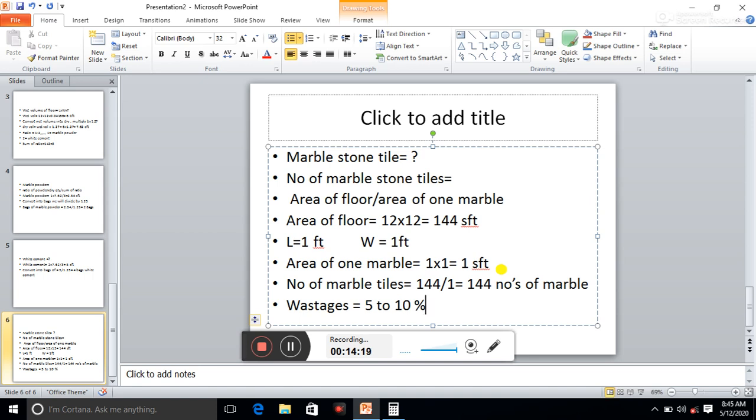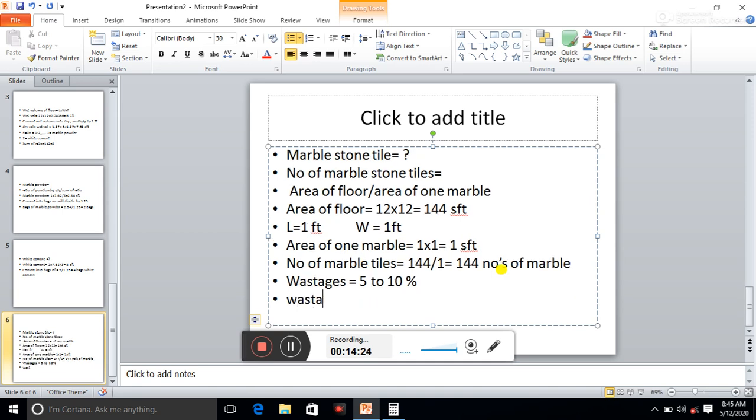Okay, 5 to 10% for wastages. We will take 10%, so 144 into 10%, meaning 10 divided by 100, will give 14.4. 14.4 is equal to 15 marbles. So 15 marbles will be in wastages.